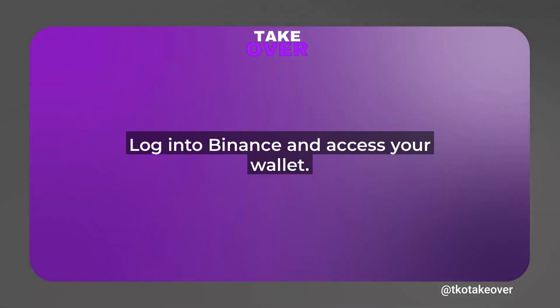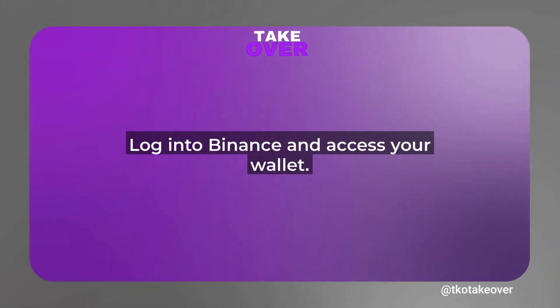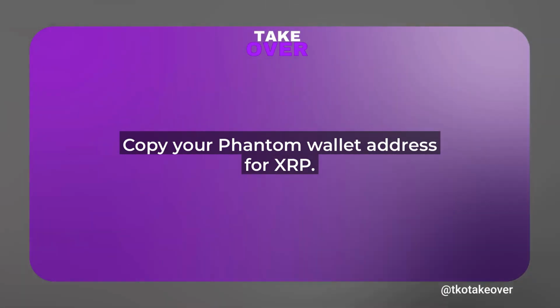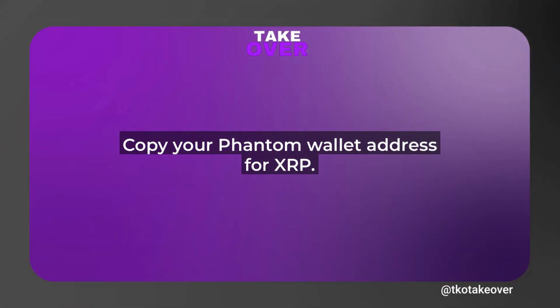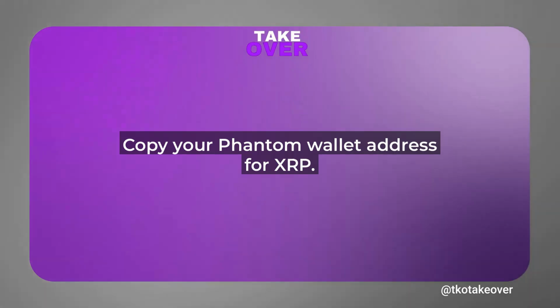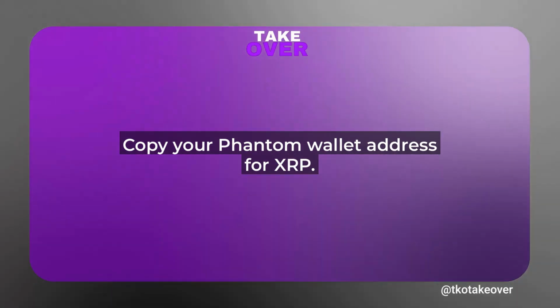Step 2. Go to the withdrawal page by clicking on Withdraw next to XRP. You'll need to enter the recipient address, which is your Phantom wallet address. To get that, open your Phantom app, select XRP, and copy the address. Make sure it's for the XRP network, as crypto addresses can be network specific.